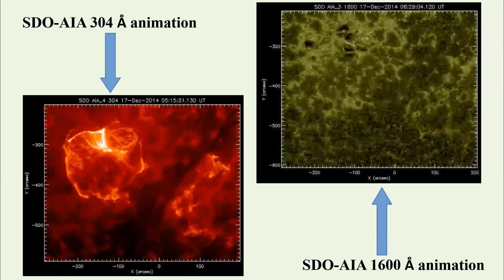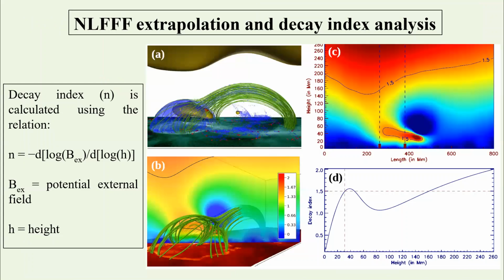Okay. So now how will we explain these things? Here are some nonlinear force-free extrapolation images as well. You can see the green field lines are the dome field lines, and we have a decay index measurement too. The decay index is calculated as d log Bx over d log h, where Bx is the potential external field and h is the height. In panel C, we plot the height versus length. Here is the region where the decay index is 1.5, and this is also a region where the decay index is 1.5.